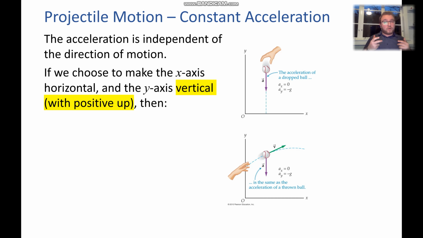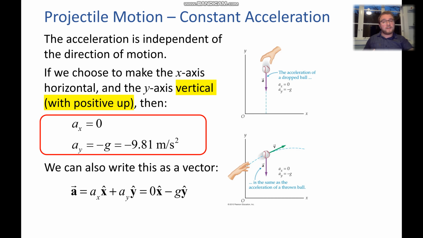When we use our normal coordinate axes, then acceleration in the x again is 0, and acceleration in the y is gravity. And we can write this in vector form, where this is saying that it's 0 in the x direction and g in the y direction. These are unit vectors, they just tell us what direction.